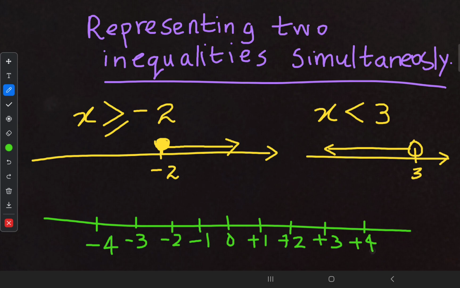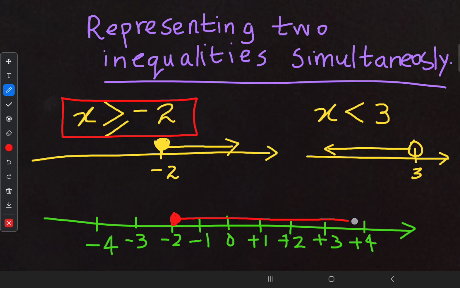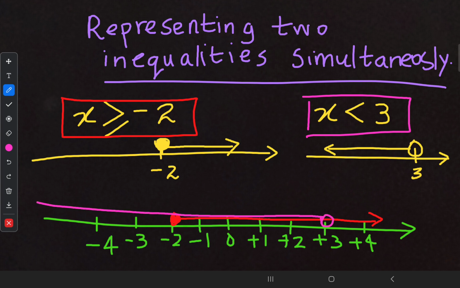Likewise, let's mark first. Then we have to mark our first inequality. I'll use red color to indicate your first inequality. That means the values which are equal to negative 2 and greater than negative 2. This is our resultant region. For your second condition, x should be less than 3. So here x should be less than 3. Here you are encountering two inequalities together.